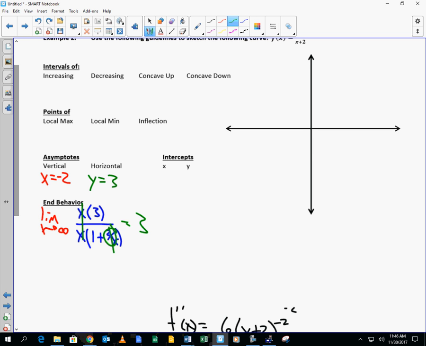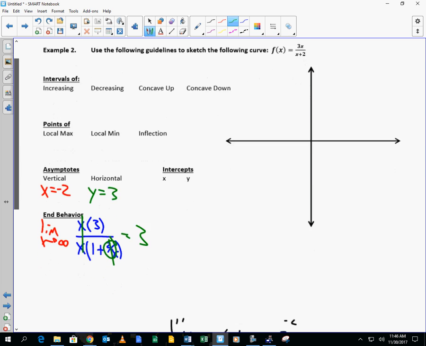If you took the limit as x goes to -infinity, would that change at all? No, it wouldn't. So you have a horizontal asymptote of 3. You all good there? All right. Intercepts. Y-intercept happens when x is 0. Plug in 0 for x. What do you get? 0.